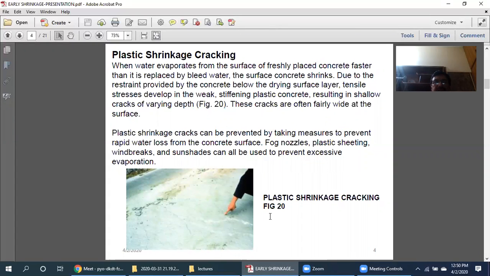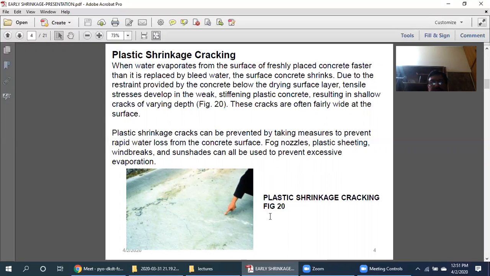Now, plastic shrinkage cracking occurs when the concrete has not yet set. And you can see in figure 20 the pattern of plastic shrinkage cracking. This occurs when the water evaporates from the surface of freshly placed concrete faster than it is replaced by bleed water. The surface concrete shrinks due to restraint provided by concrete below the drying surface layer.